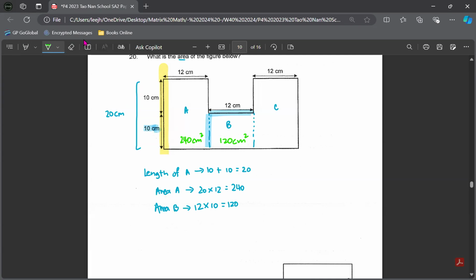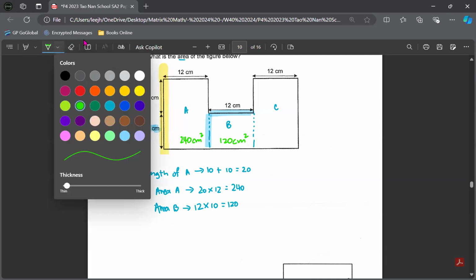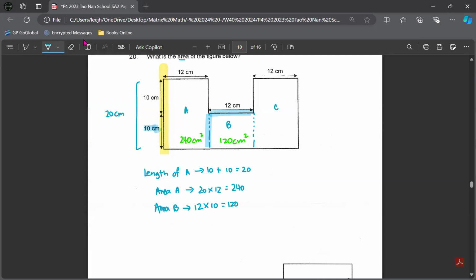And what about area C? Area C is actually the same as area A. If you look properly, this is also 20. It's the same as this one here. So length and breadth, right? So area C, what times what? 20 times 12. It also gives you 240 square centimeter. So I write down 240 square centimeter.